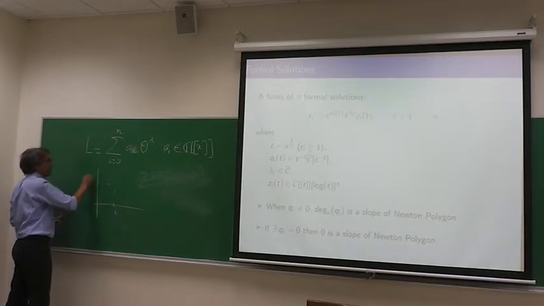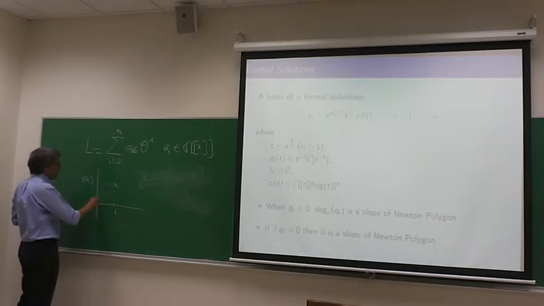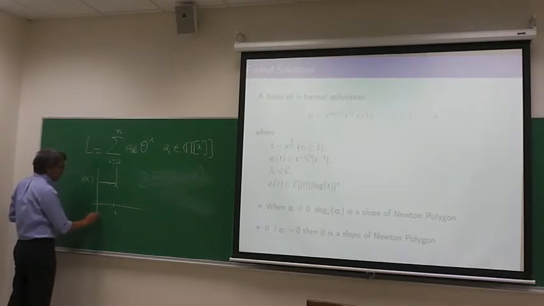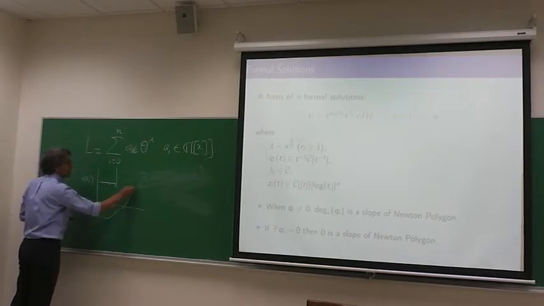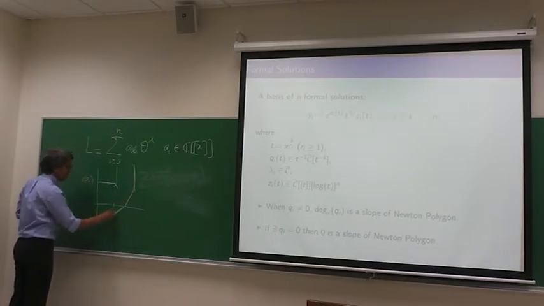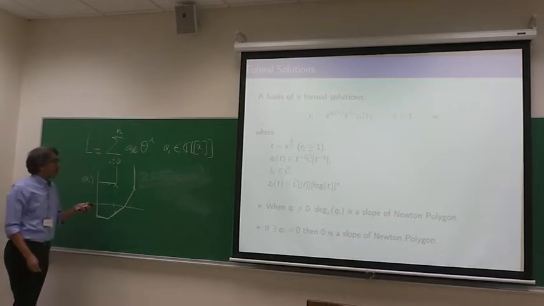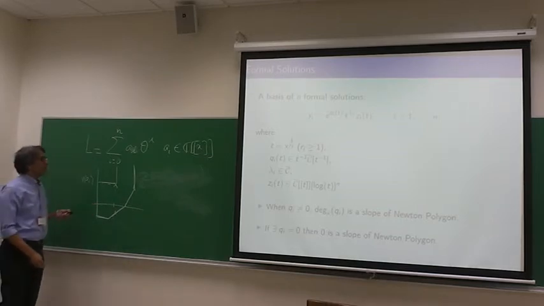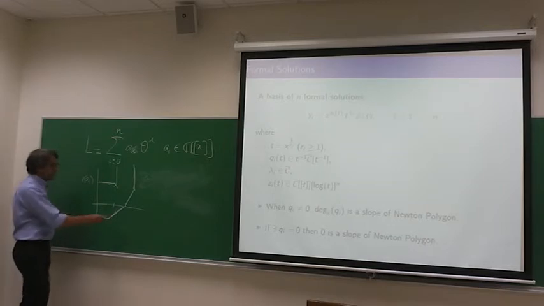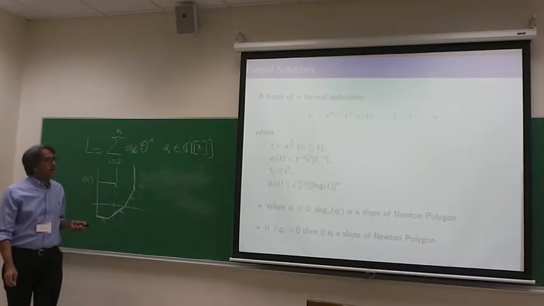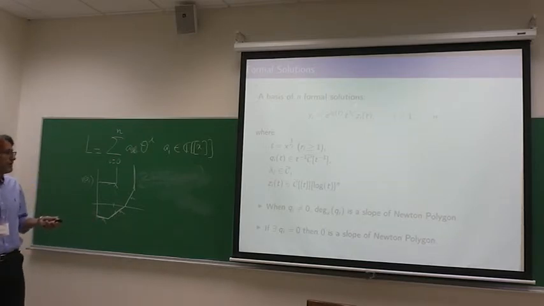valuation of A sub I. I'm working here with the theta derivation, and then you get a quadrant like this, and you form a Newton polygon. It looks like this. So V is the x-adic valuation on this ring, and the slopes of the Newton polygon are the degrees of these Q polynomials.